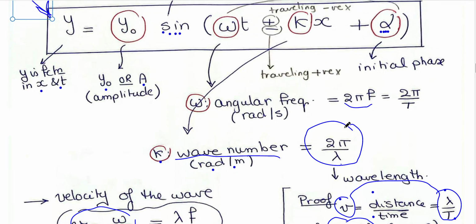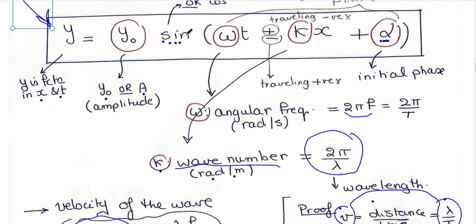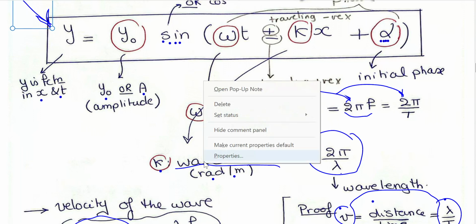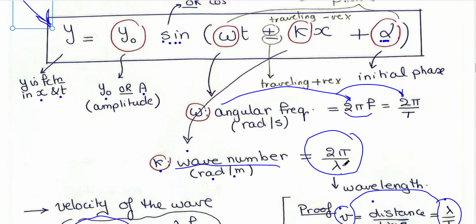So if you examine the wave equation, the coefficient of t is omega, and you can get from it f and T. And the coefficient of x is the wave number, and you get directly from it the wavelength of the wave.